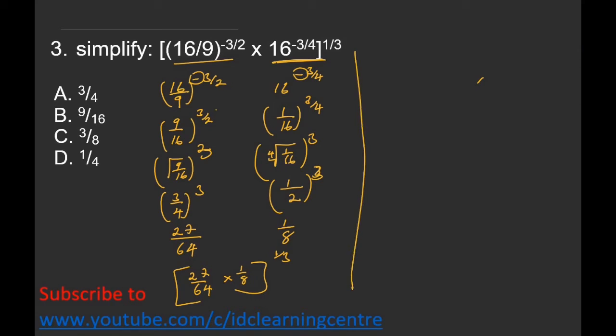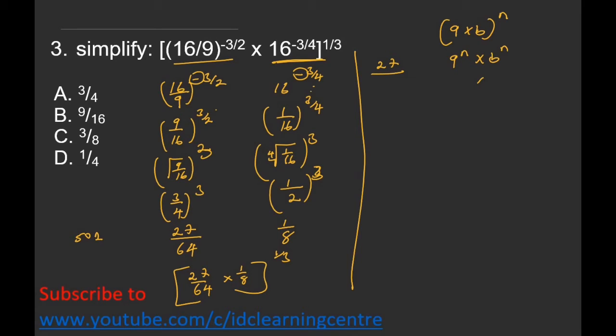Now, so this means that we have, well, I think we can solve this by breaking it down. We can have 27 times 1 is 27, and 64 times 8 is going to give us a large number. So maybe we should use a different rule of indices, whereby if I have a number times another number raised to a certain power, then I can just have this number raised to the power times the other one raised to the same power.